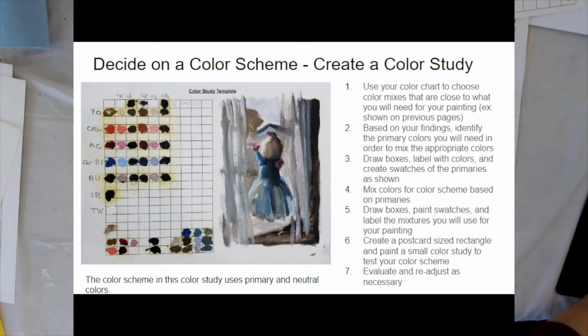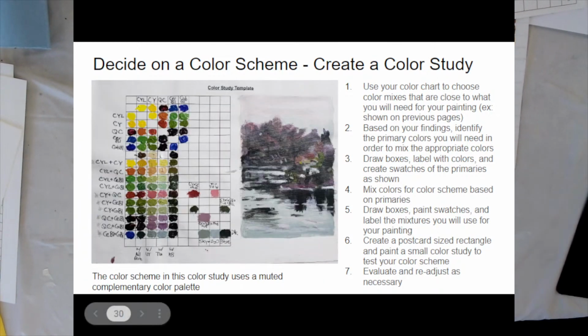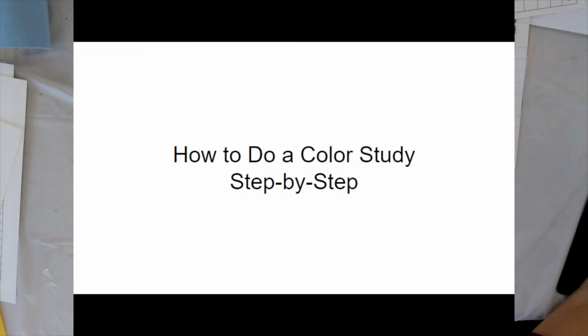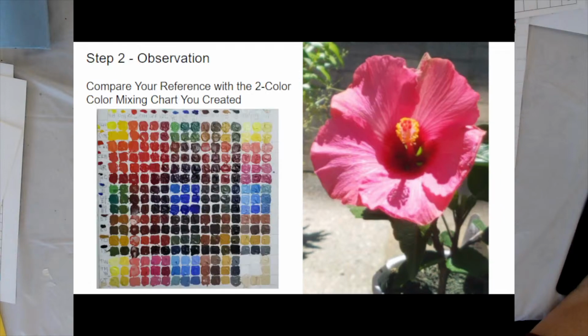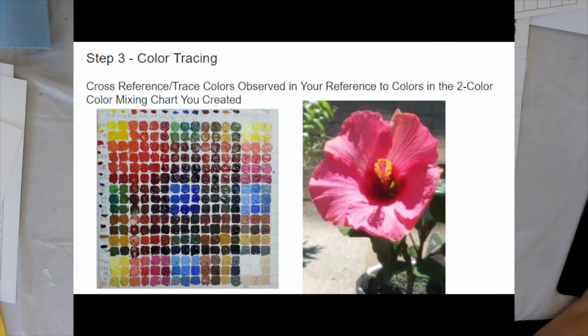Okay, so we're off to do a color study. Here's the other one. How to do a color study. There's my reference. So I chose a reference. In this case, we're going to be using an apple, but I'll just go through this really quick. Compare your reference with the two color mixing chart you created. Cross-reference, trace the colors observed in your reference to the colors.